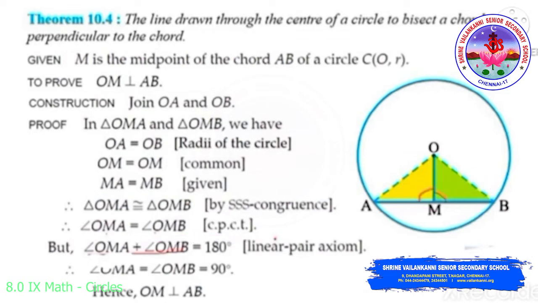We know that OM is a line standing on a straight line. I can relate the angles OMA and OMB by the linear pair axiom. We get OMA plus OMB is equal to 180. But we know that angle OMA is equal to OMB. So in place of OMB, I substitute OMA. So I get 2 times OMA is equal to 180. Hence I get OMA is equal to 90, and similarly OMB will also be equal to 90. Hence the line OM is perpendicular to AB.